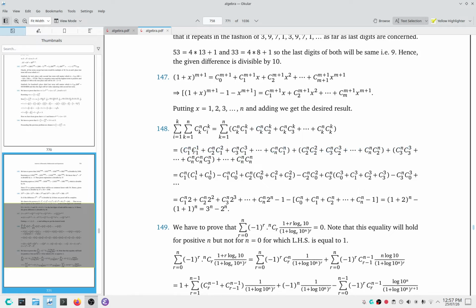So we have this series which we write as nC1 (1C1 plus 1C0) minus nC1 1C0. So we add this 1C0 and this term, add and subtract. Now nC2 is equal to C0 squared plus C1 squared plus C2 squared minus nC2 C0 squared.